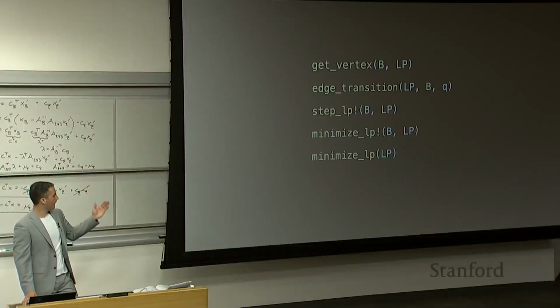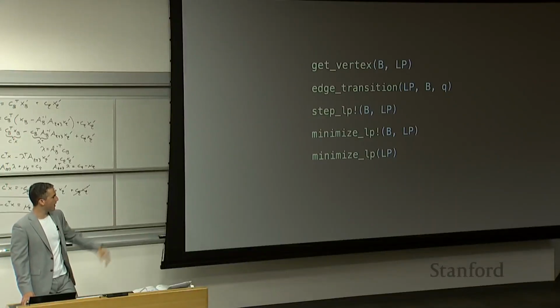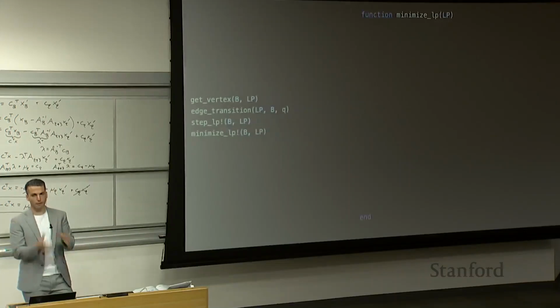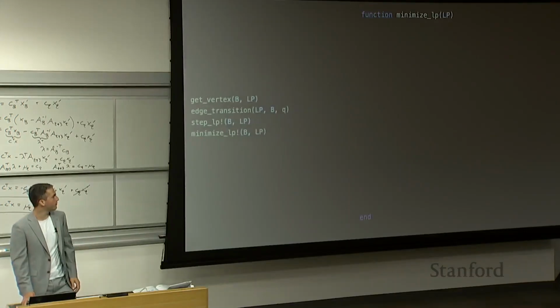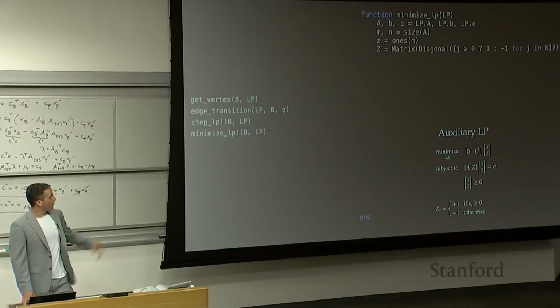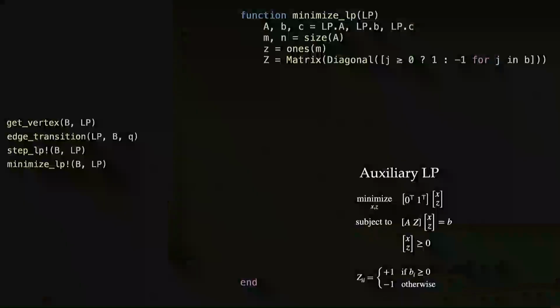Okay, so now the final step here in this last minimize LP function, which is putting everything together with phase 1 and phase 2. Everything that we're doing at the top is like what we've seen before, except now we're introducing the auxiliary variable z here.